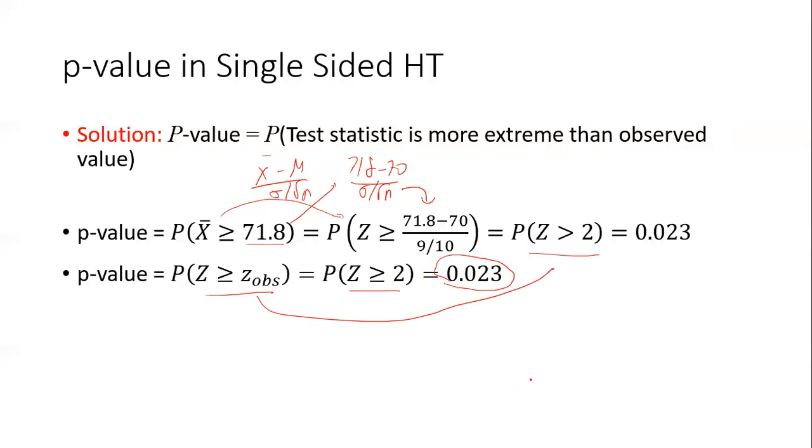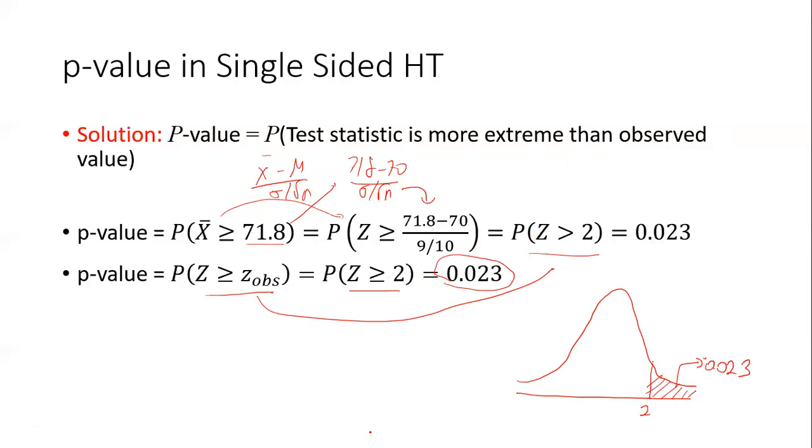Let me just plot it again. So this is my p-value. This is 2, and the area to the right of 2 is equal to 0.023.